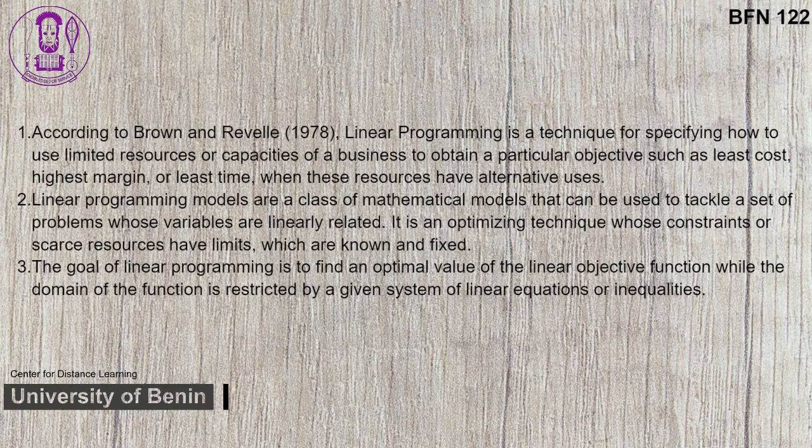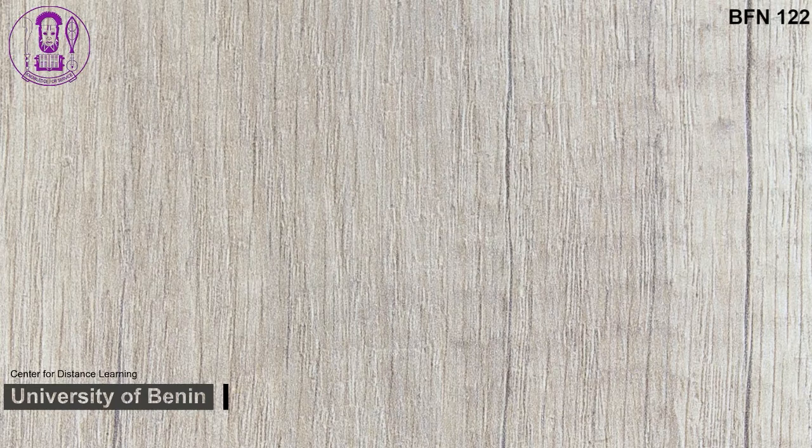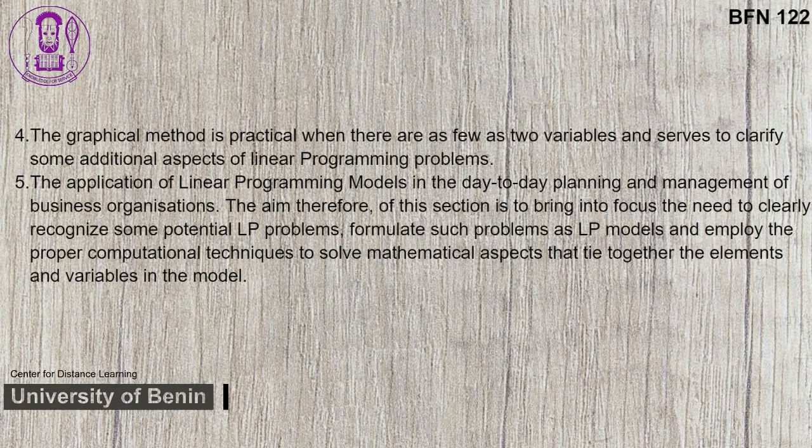2. Linear programming models are a class of mathematical models that can be used to tackle a set of problems whose variables are linearly related. It is an optimizing technique whose constraints or scarce resources have limits, which are known and fixed. 3. The goal of linear programming is to find an optimal value of the linear objective function while the domain of the function is restricted by a given system of linear equations or inequalities. 4. The graphical method is practical when there are as few as two variables and serves to clarify some additional aspects of linear programming problems.